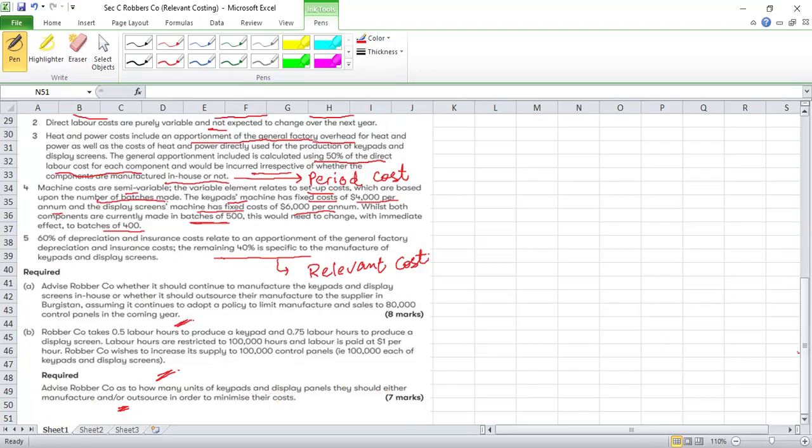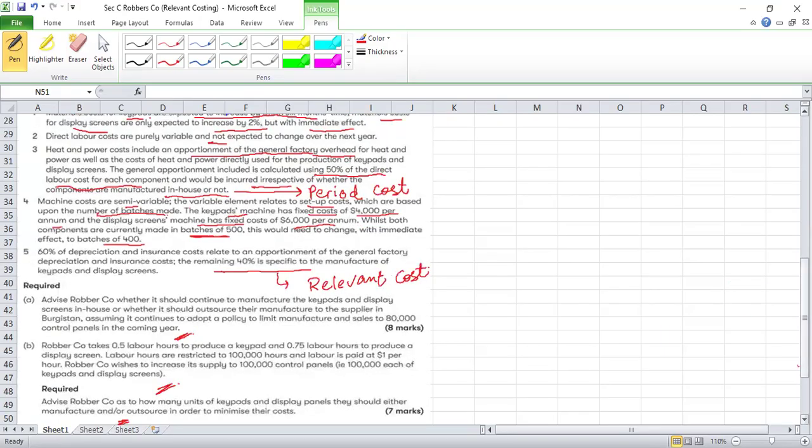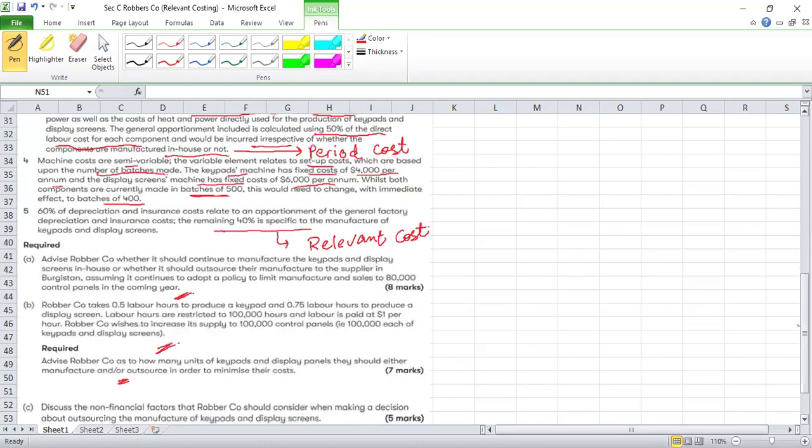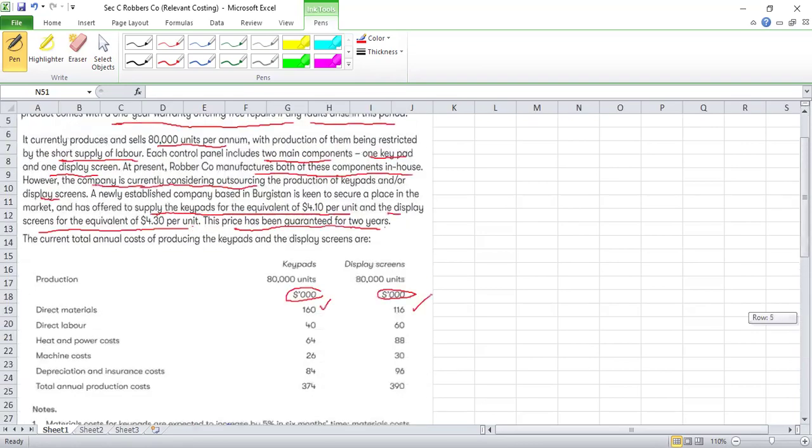So we will do part A first, then we will discuss this part B, and finally we have the non-financial factors in the part C.